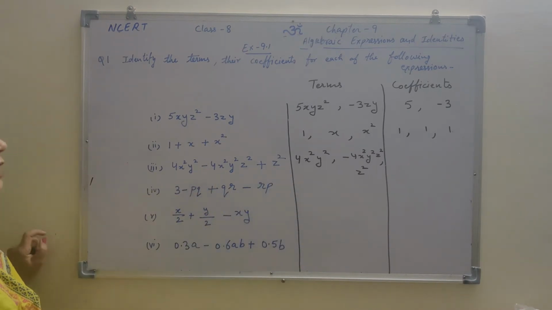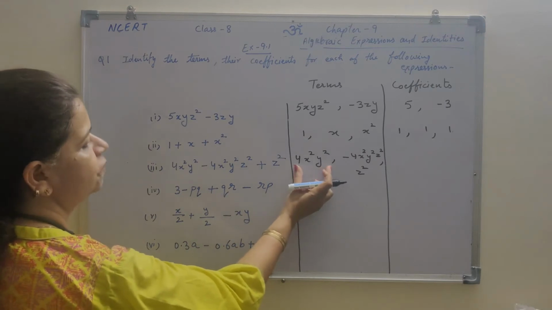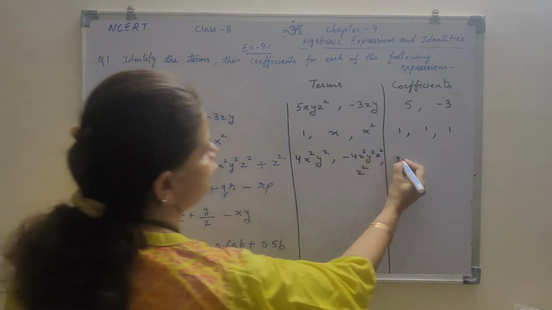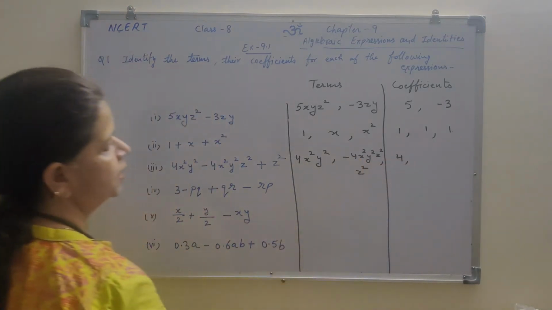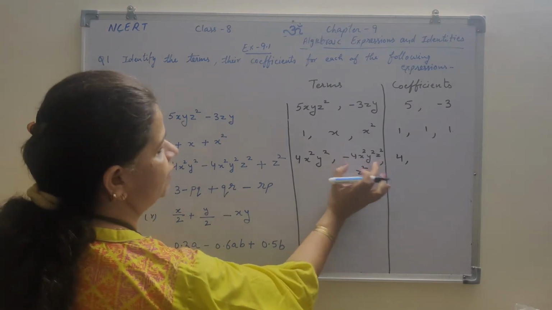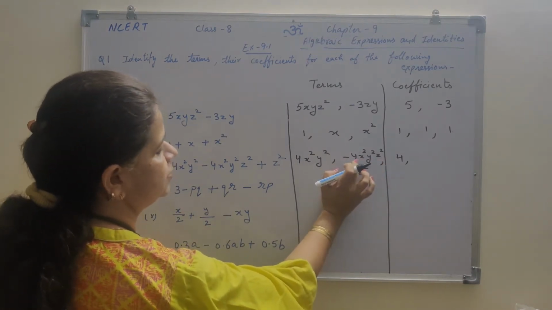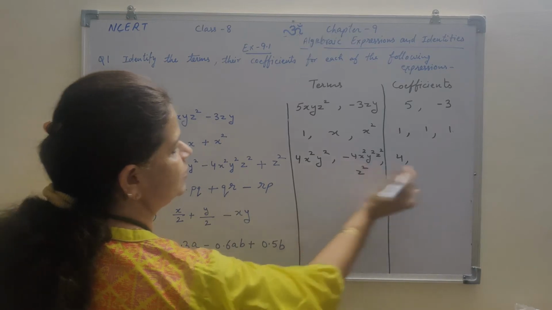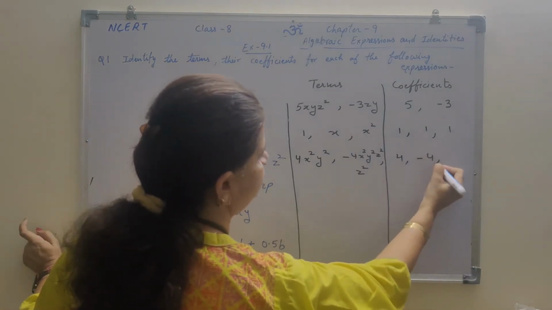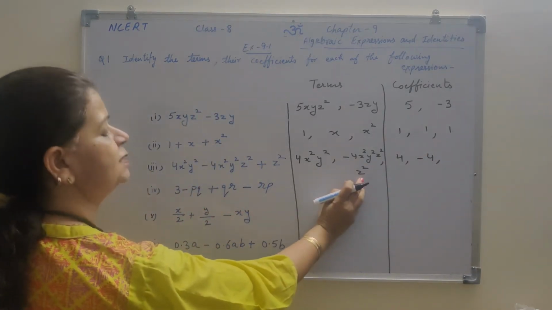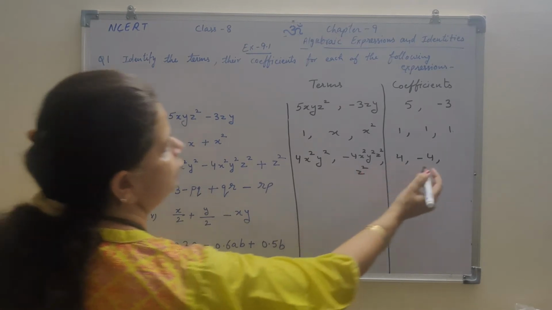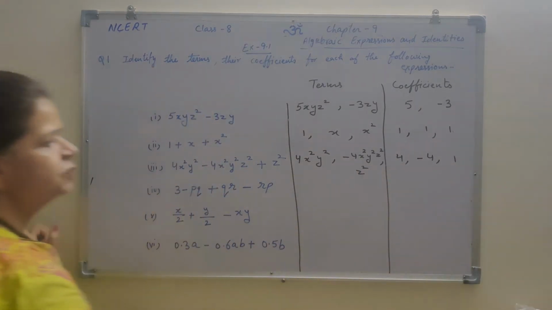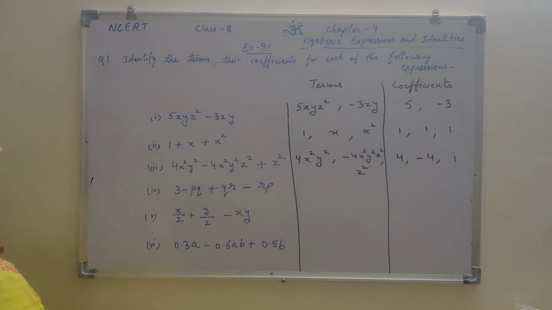And the coefficient, that means the numerical value of the first term, is 4, so we write down 4. The coefficient of the second term is this numerical value, a negative value, minus 4. And the third term is z square, and its numerical value is 1. Plus 1 or 1, both are the same thing.